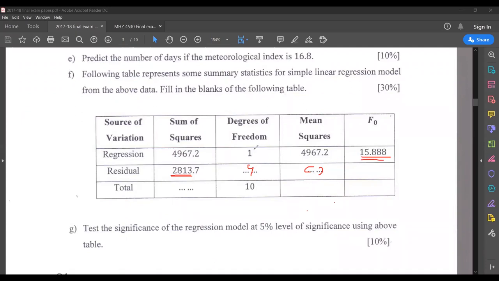So always the regression degree of freedom is 1. This one is n minus 1. N minus 2. This one is n minus 1. So the total n value is 11. Sorry. So 11 minus 1 and 11 minus 9.